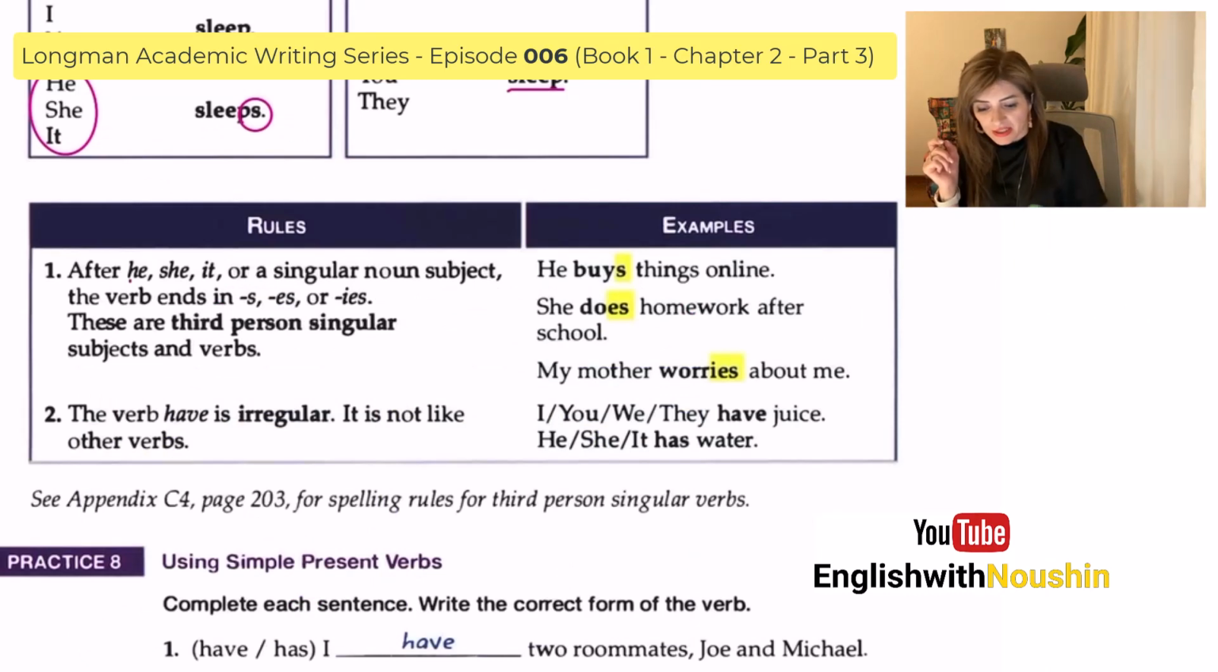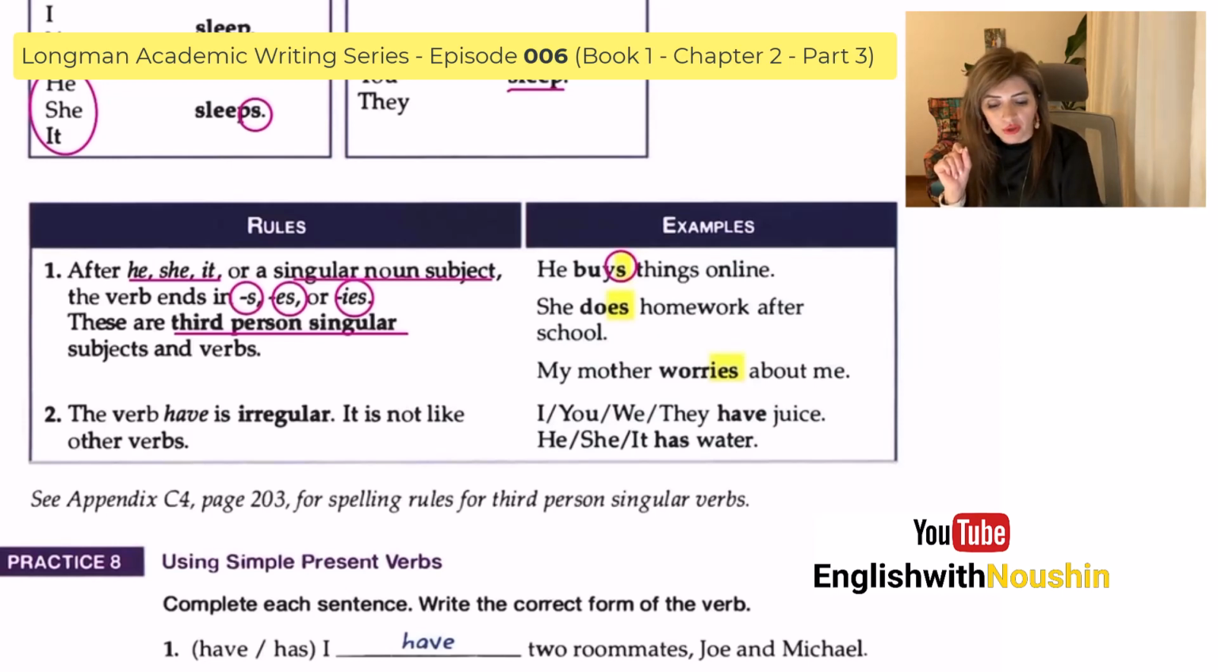So, I repeat, that's the only rule. After he, she, and it, or a singular noun subject, we have the verb with an S, or an ES, or an IES. That's the spelling. The spelling is different, I'll explain to you how. But just remember that these are third-person singular. For example, he buys things online.